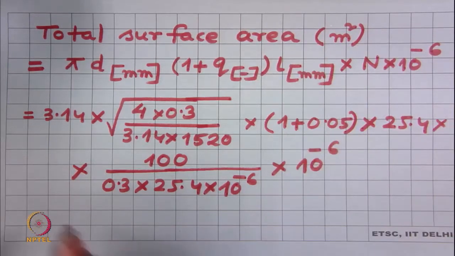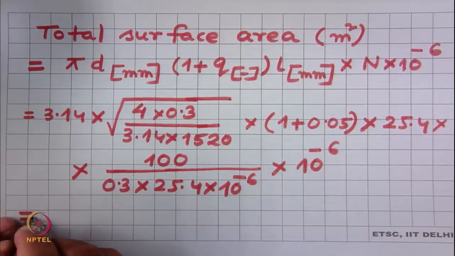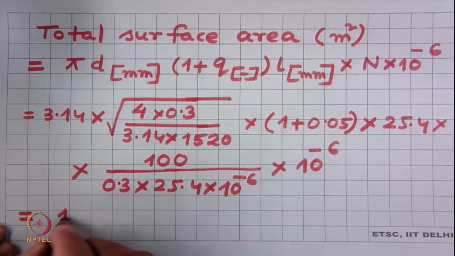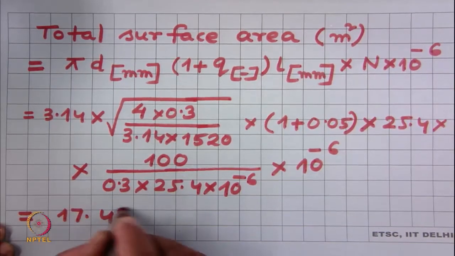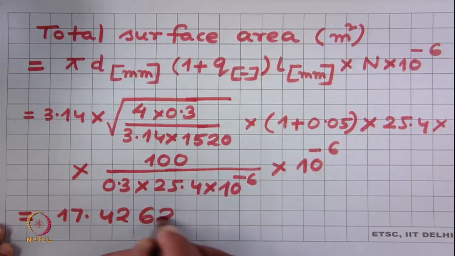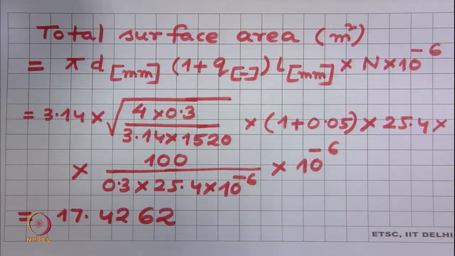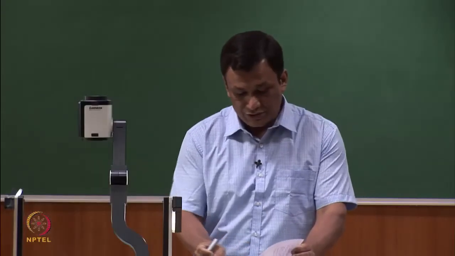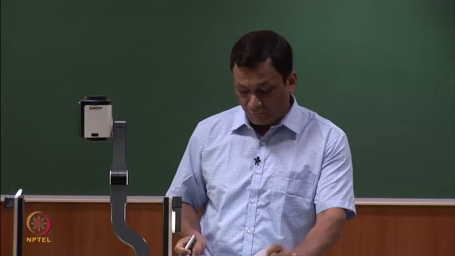So, if you calculate, you will obtain this value as 17.4262 meter square. So, the total surface area occupied by the fibers in the shirt is 17.4262 meter square. All right? Okay. Let us proceed to problem number 4.